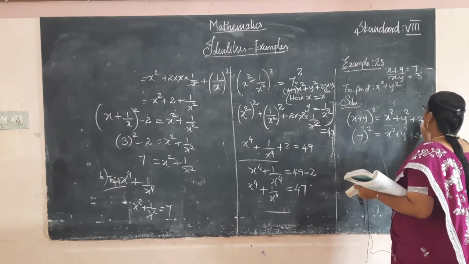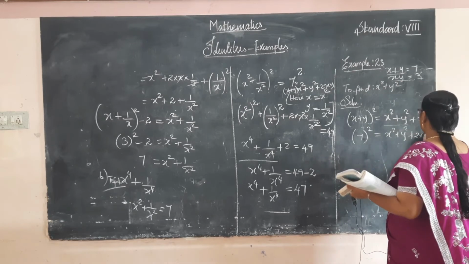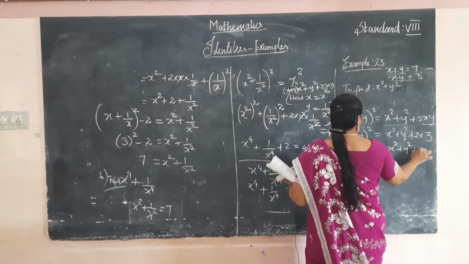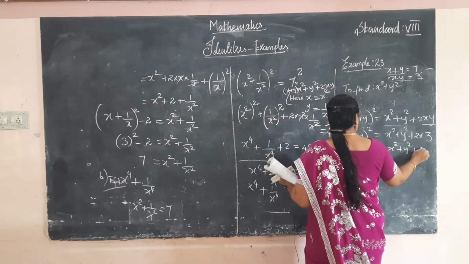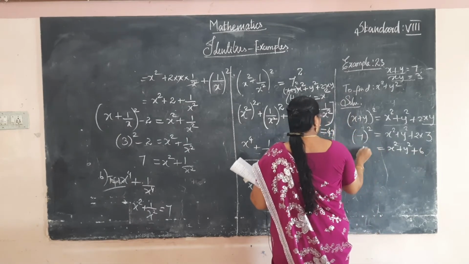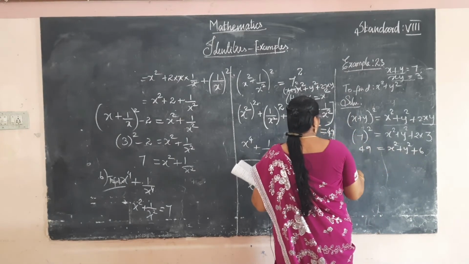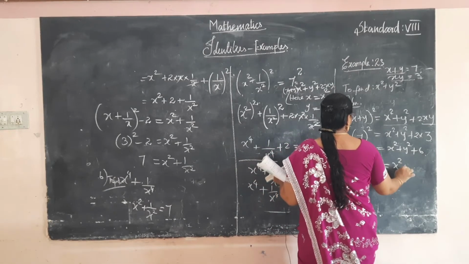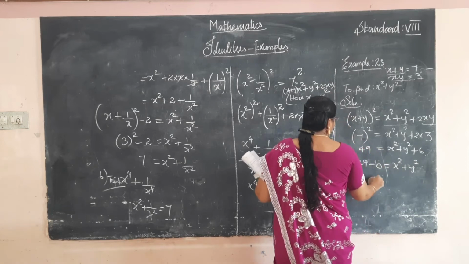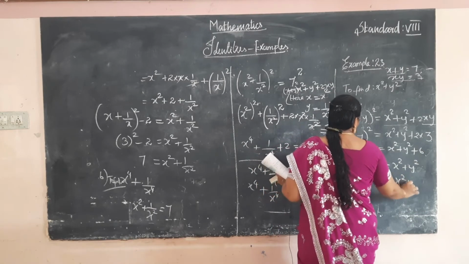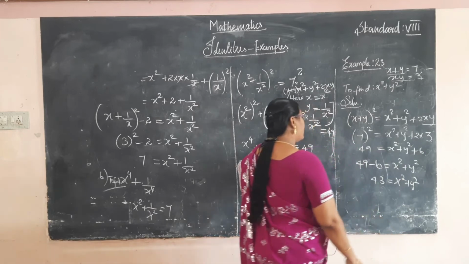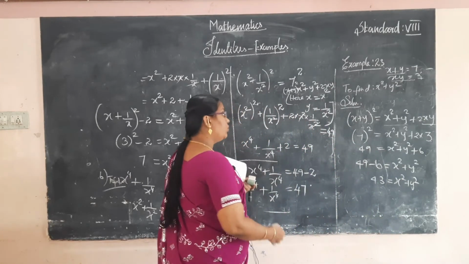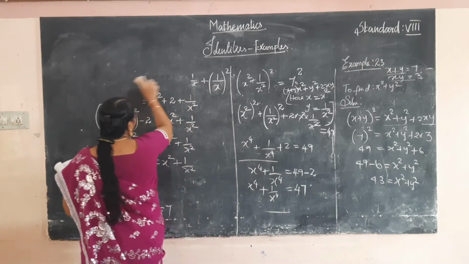2 into xy, and the xy value is given as 3. So x square plus y square plus 2 times 3, which is 6. Here the 7 square value is 49. So 6 comes to this side, 49 minus 6 is equal to x square plus y square. So we get the answer for this problem: x square plus y square is equal to 43. That's it.